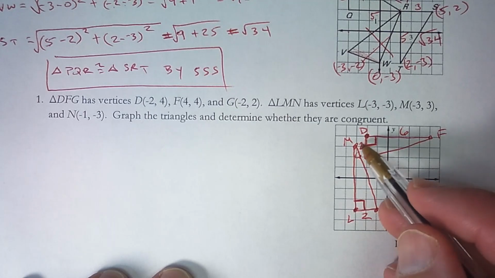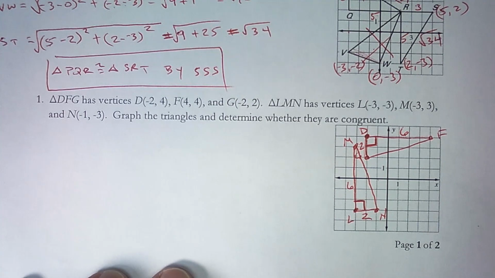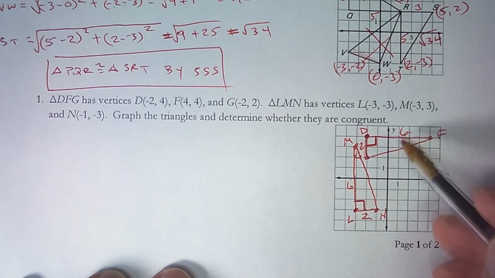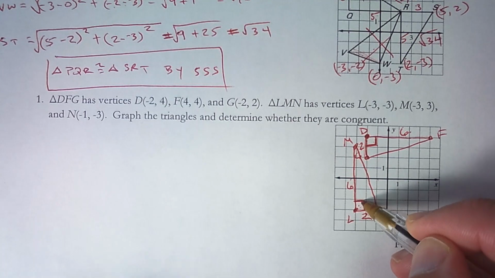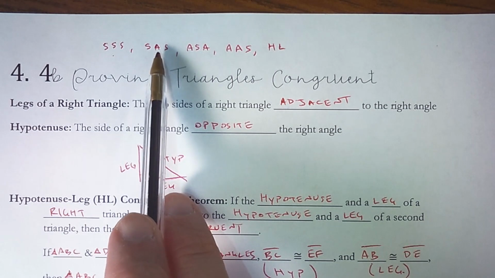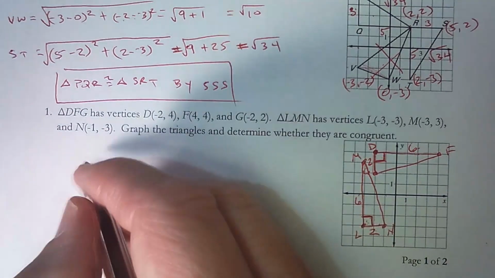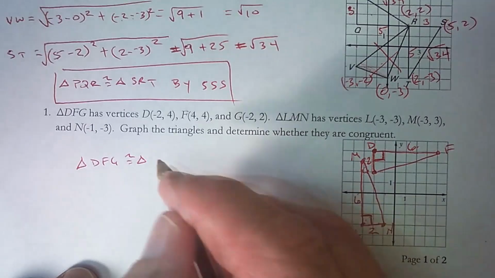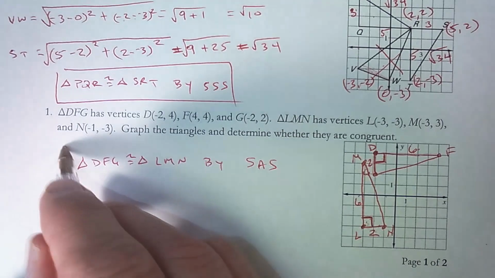LN is 2 units long. ML, 1, 2, 3, 4, 5, 6 units long. So I've got a pair of congruent sides here and a pair of congruent sides here, and the included angle, the angle between them, are congruent. I'm going to say that these are congruent by side, angle, side. 2 sets of congruent sides and the included angle. Okay, so I will say triangle DFG is congruent to triangle LMN by side, angle, side.